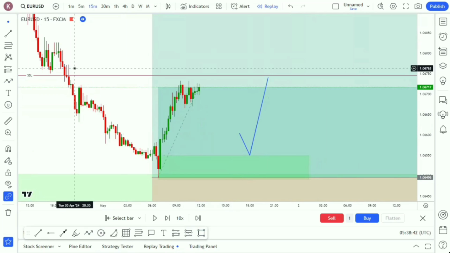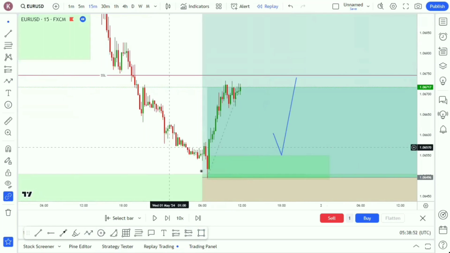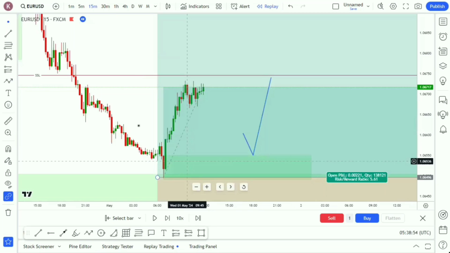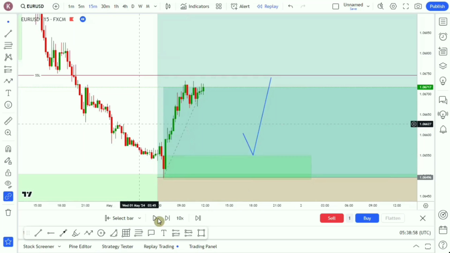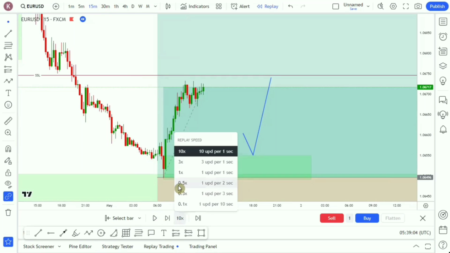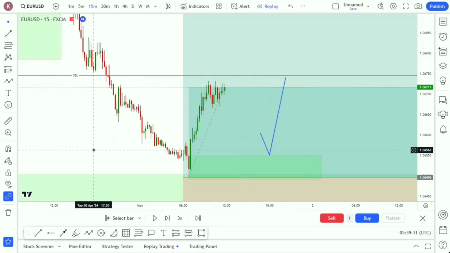Sorry. So this is the 15 minutes that we are going to look for another entry on, after we have just mitigated what? So I've mitigated the 1 hour bullish order block. Okay. So let's check on the 15 minute time frame on how we can easily look for another entry. Call it a confirmation entry.